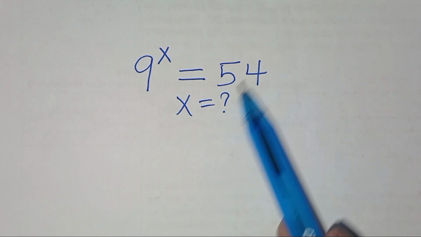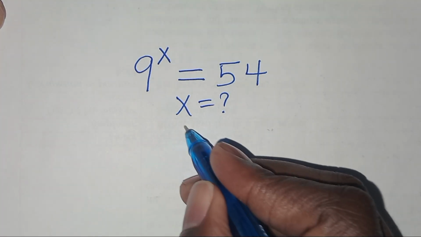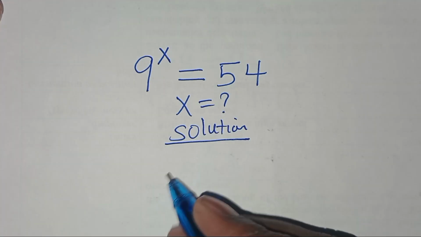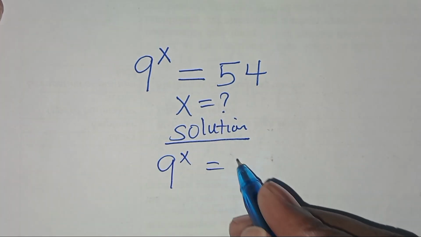This is equal to 54. So what is the value of x? Solution from here. Now, we have 9 to the power x. This is equal to 54.